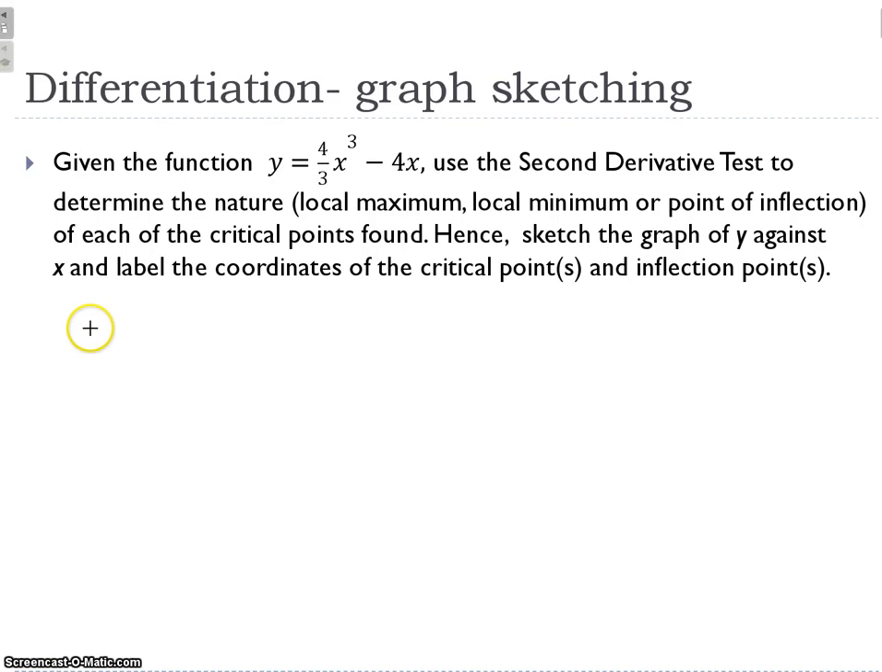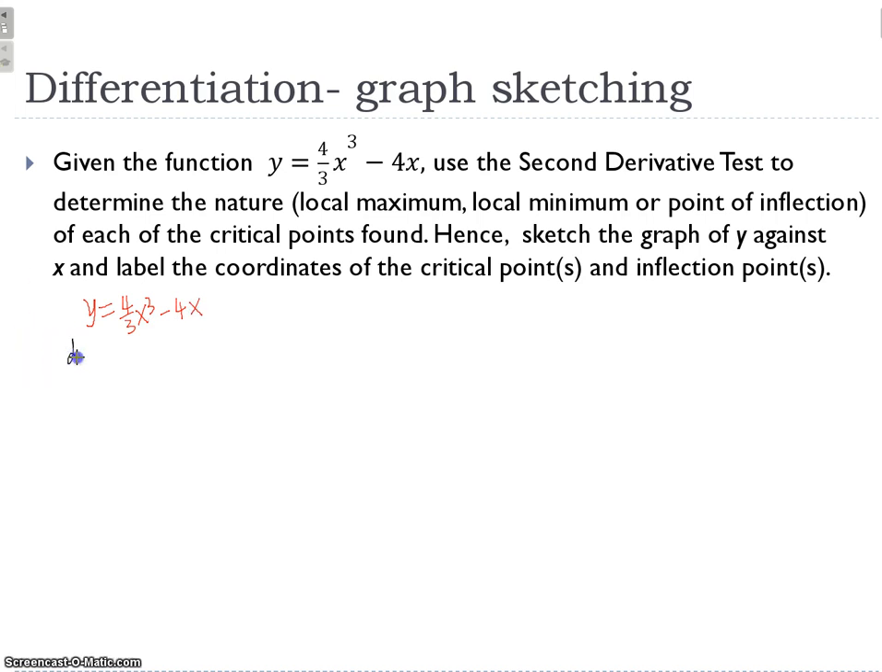In this video, I'll show you how to use differentiation to sketch the graph by using the first and second derivative. For example, we have the function y equals 4/3 x cubed subtract 4x. First, we are going to find the critical points by using the first derivative.